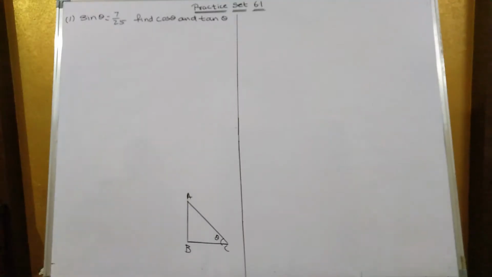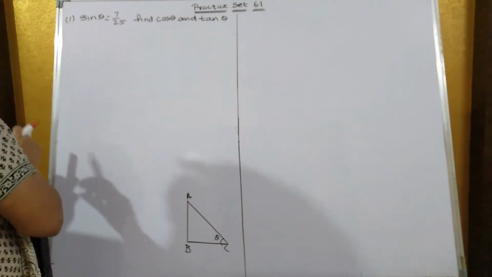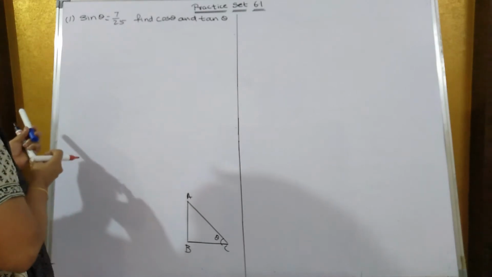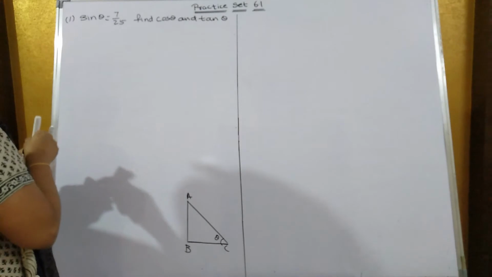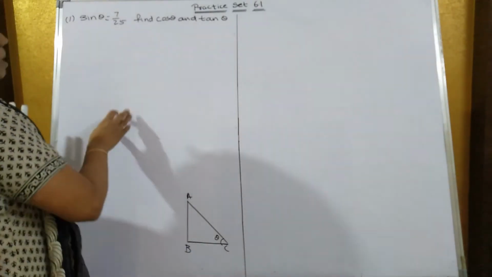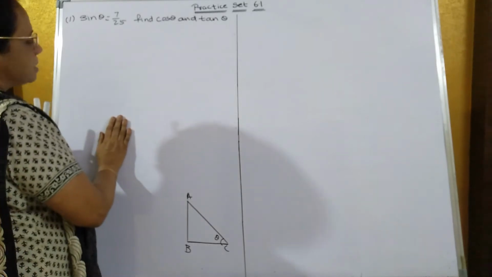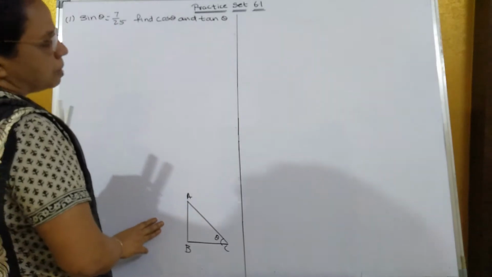Now sum number 1, they have given sine theta is equal to 7 upon 25. We have to find out the value of cos theta and tan theta. Now there are two methods to find out the value of cos theta and tan theta. One is by using identity, that is sine square theta plus cos square theta is equal to 1, and the second method is by using Pythagoras theorem.